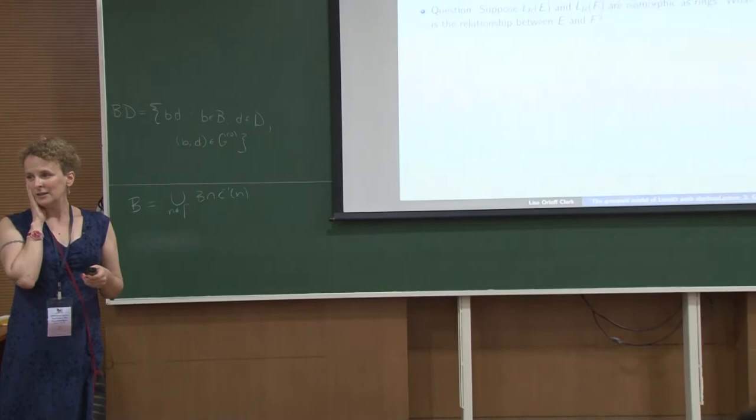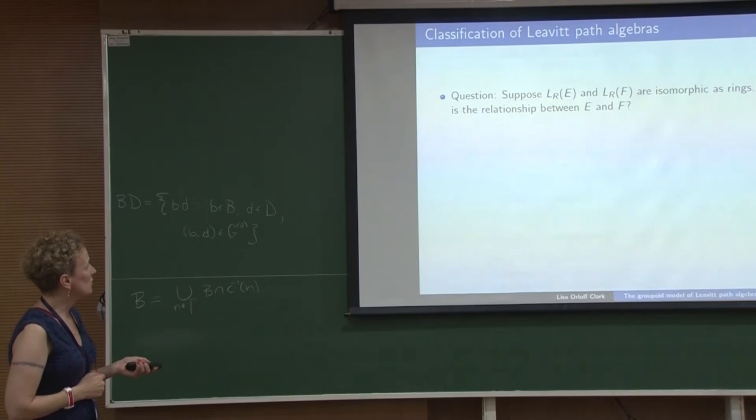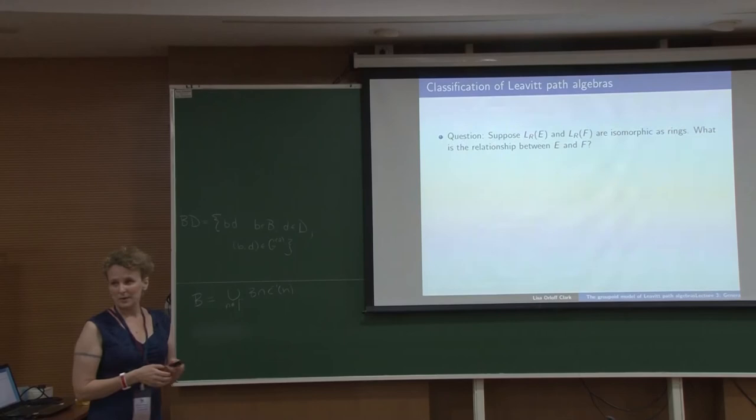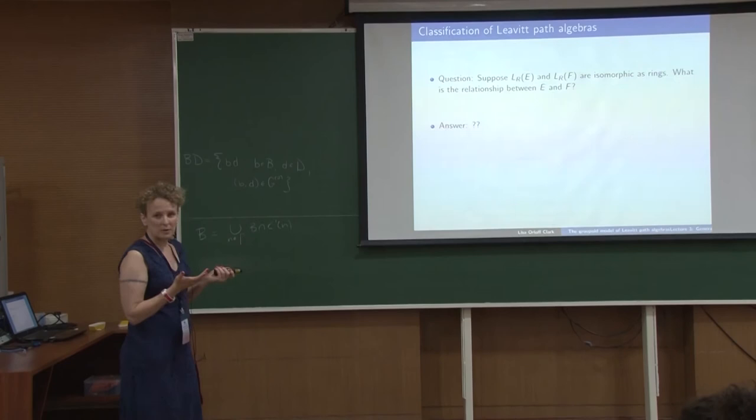Come up with ways of determining when the Leavitt path algebras are isomorphic. So the question is, suppose you have two graphs, E and F, and their Leavitt path algebras are isomorphic, say, as rings. You want to know what the relationship is between the two graphs. This is a question that Rhonda talked about before. In fact, we don't really know the answer to this question.